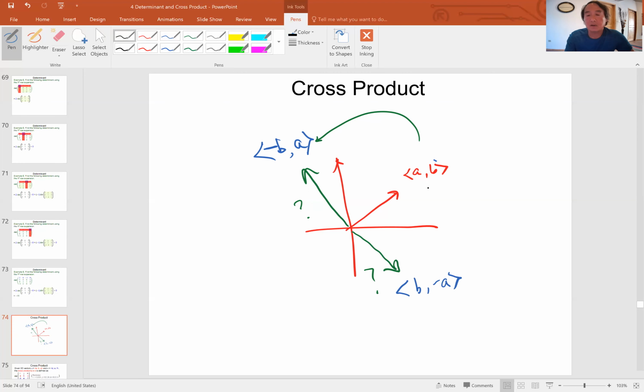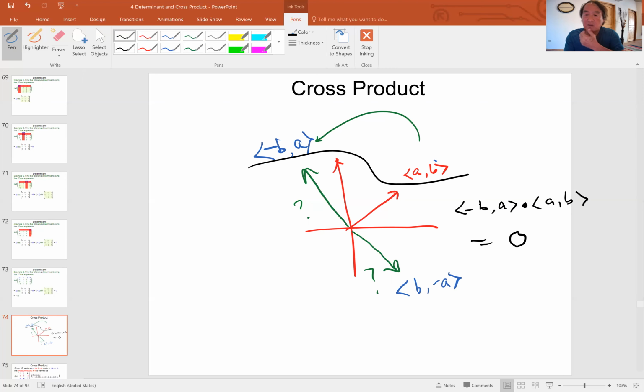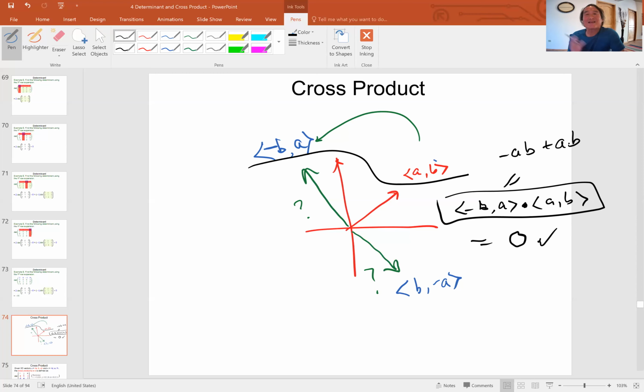Now, why are these perpendicular? Because the dot product is 0. (-B, A) dotted with (A, B) is minus AB plus AB, which is 0. This is one of the very important facts about the dot product: if I dot two vectors and get 0, then these two vectors are perpendicular.